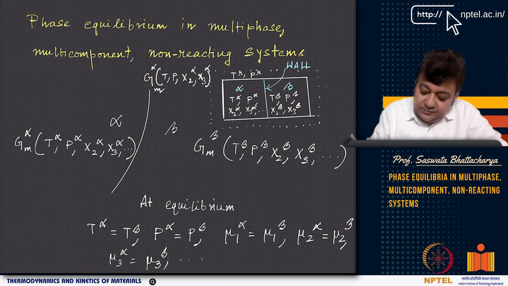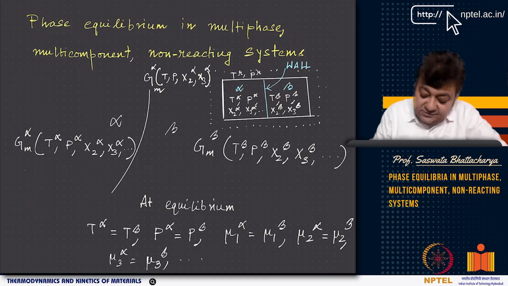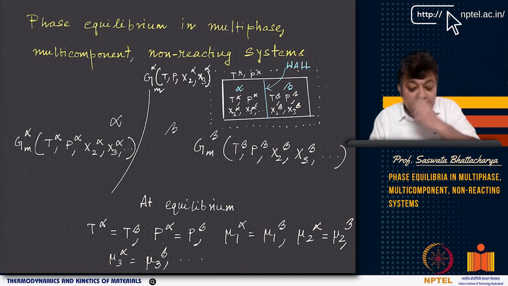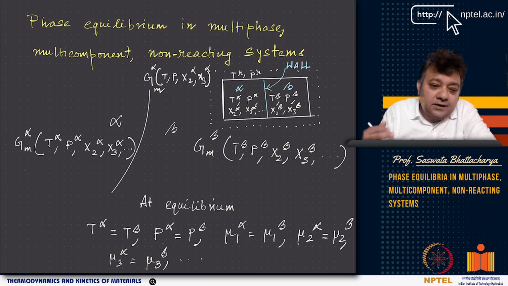When you look at the equilibrium, you arrive at the same conditions: T alpha equals T beta, P alpha equals P beta, mu1 alpha equals mu1 beta, mu2 alpha equals mu2 beta, mu3 alpha equals mu3 beta, and so on. These are the equilibrium conditions, like thermal equilibrium and mechanical equilibrium.